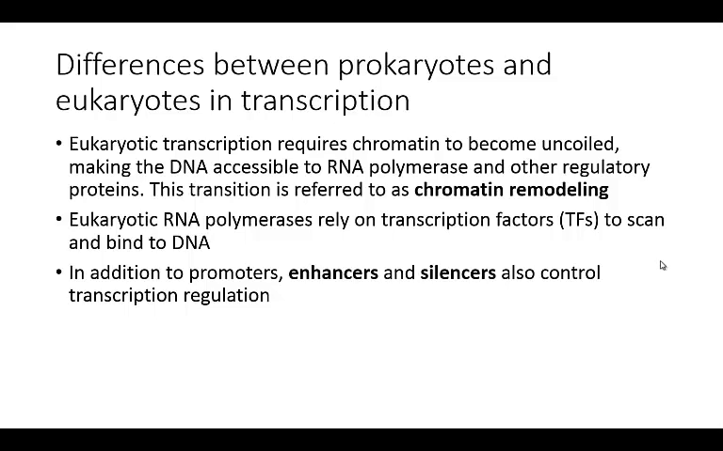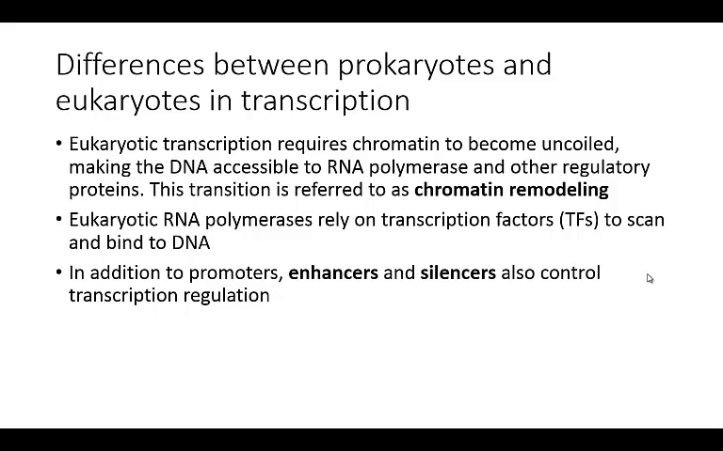So as we know from previous weeks, there are many differences between prokaryotes and eukaryotes. And talking about their differences in transcription is really no different. So to begin with, in this section we're going to focus on how eukaryotes perform transcription. To begin with, eukaryotic transcription is going to require that chromatin become uncoiled.